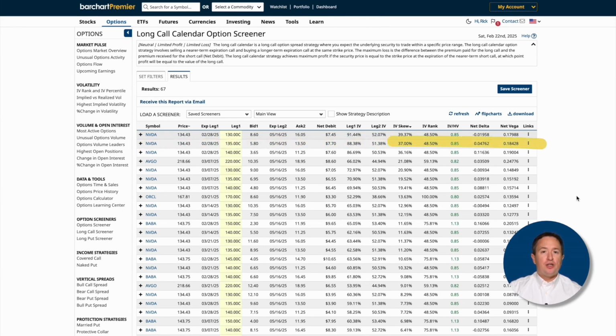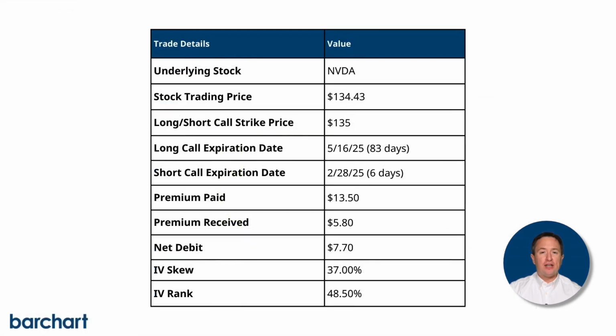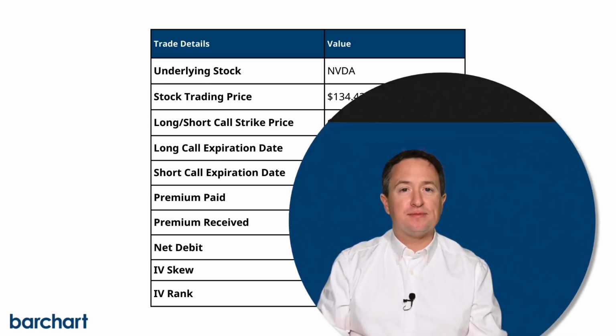According to the screener, you can trade a long call calendar spread on NVIDIA with the stock currently trading at $134.43. The strike price for the long and short calls will be $135. The short call, expiring in 6 days on February 28, is priced at $5.80, while the premium paid for the long call, expiring in 83 days on May 16th, is $13.50. The net debit for the trade is $7.70.